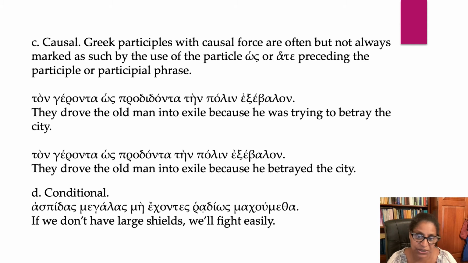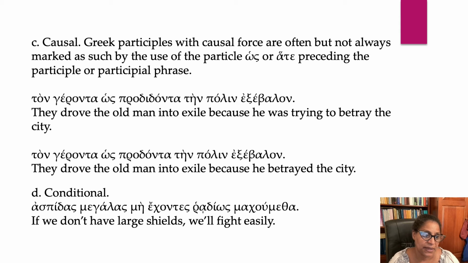Circumstantial participles can also be translated causally, but it's not always marked. Usually it's introduced with hos or hate when they want to be clear that it is a causal participle or participle phrase. So here, an example with the same sentence from before: ta geronta hos prodidonta tein polin exebalon. Here it's clear that we want it to be causal. So they drove the old man into exile because he was betraying the city.